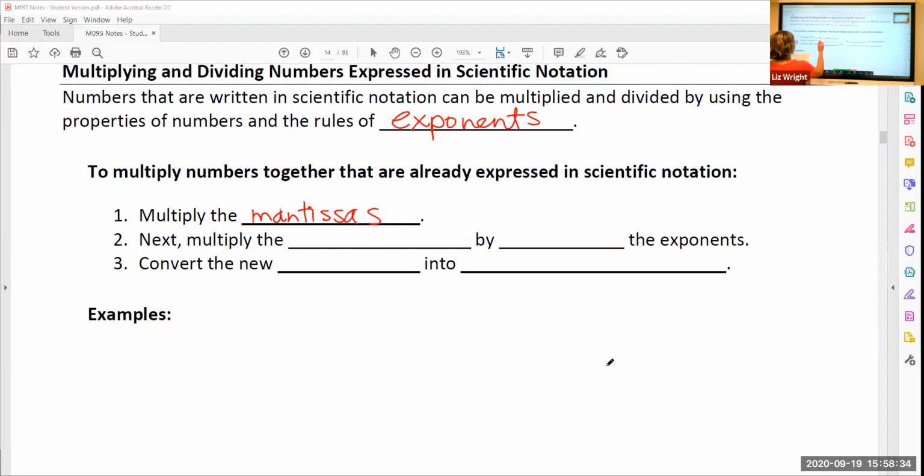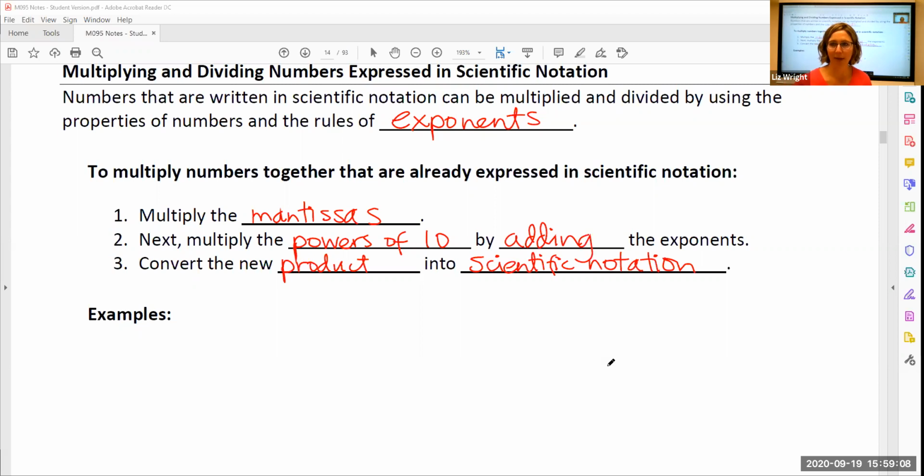Next, you're going to multiply the powers of 10 by adding the exponents. And then finally, you're going to convert the new product into scientific notation. So what you're doing is assessing your final answer at the end to find out, is it in proper scientific notation? That's what you're checking for in that last step.